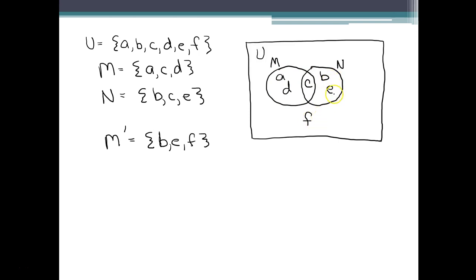And notice that B and E are in another circle, set N, and F's outside of the circles, and that's okay. The complement is just strictly telling us what is not in set M, what's outside of that in this rectangle. In N complement, same idea. Cover up N's circle, so that'll leave out B, C, and E. That leaves us with A, D, and F. And notice that M complement and N complement have F in common, because that was the one element outside of the circles.